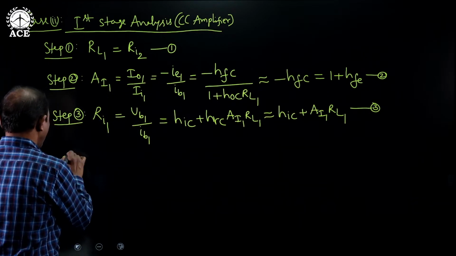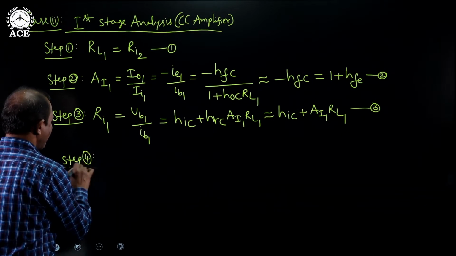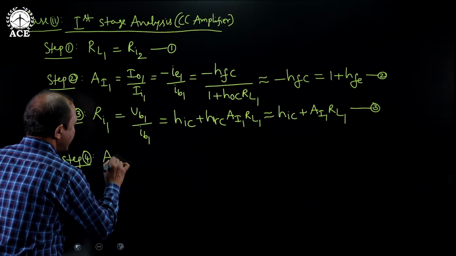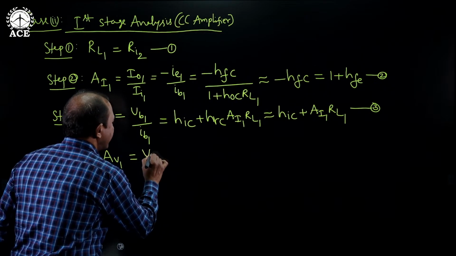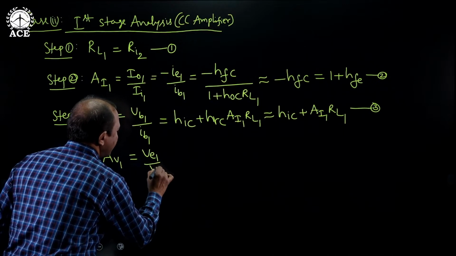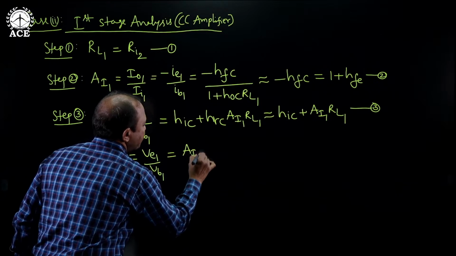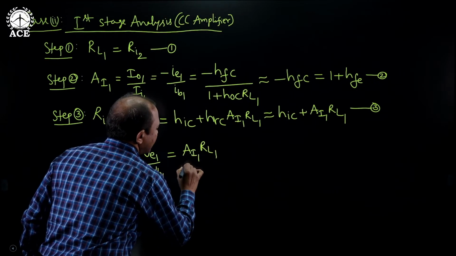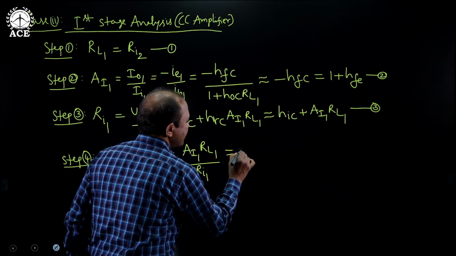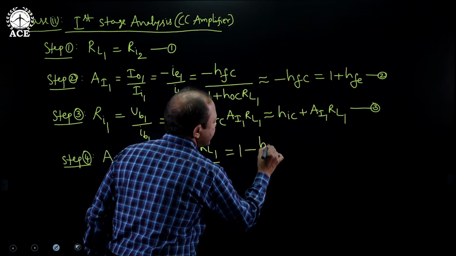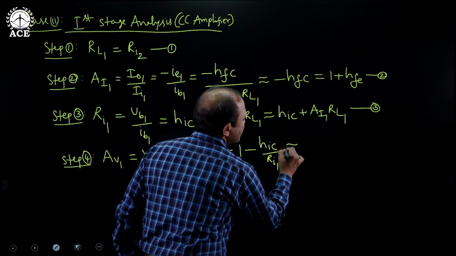Then step 4, voltage gain, which is VE1 by VB1. It should be equal to AI1 RL1 by RI1 is the accurate equation, and this can be approximated to 1 minus HIC by RI1, which can be approximated to 1.